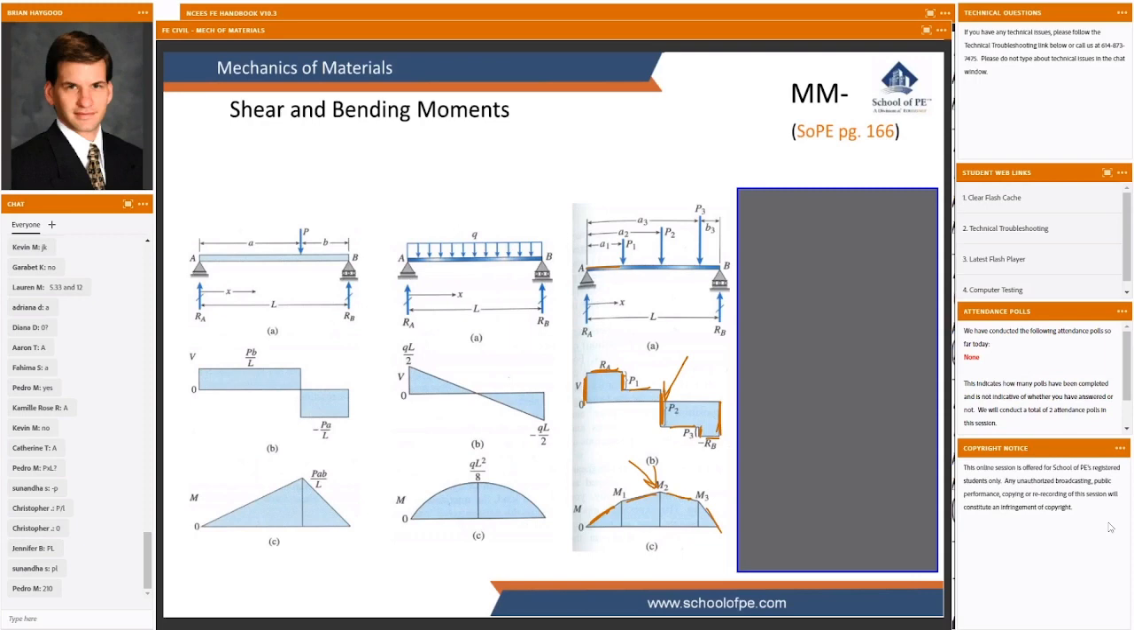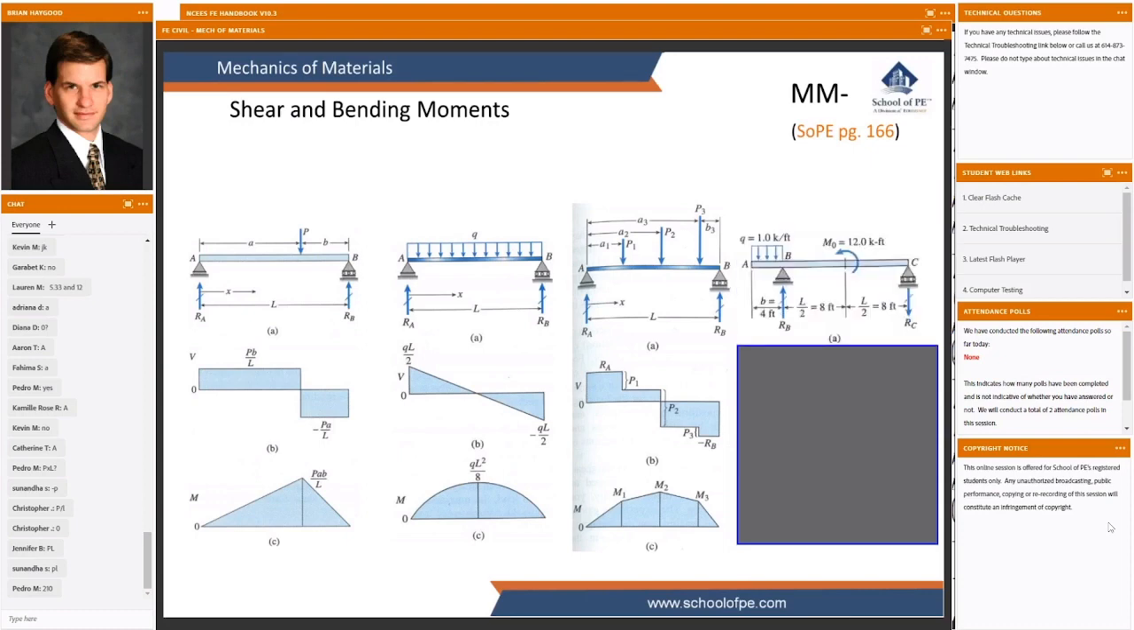The last one is kind of interesting. What do you think? Let's see here. Tell me what you think about this one. Can you agree we have no shear, no moment on the left-hand edge? So both of our diagrams are going to start at 0. Similarly, we seem to have no shear and no moment at the right-hand edge, so both of our diagrams are going to end at 0.